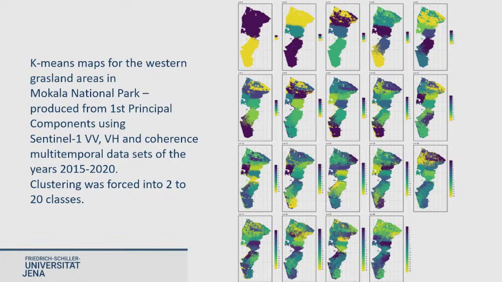But the exciting thing, this is the western part of Mokala, is here we forced the algorithm to 2 classes, and this is to 20 classes. Now, you see that although these are statistical measures, there is a spatial context. It's not an arbitrary map. There are distinctive features in this. It's just grassland, of these grassland types related to the structure and the water content.